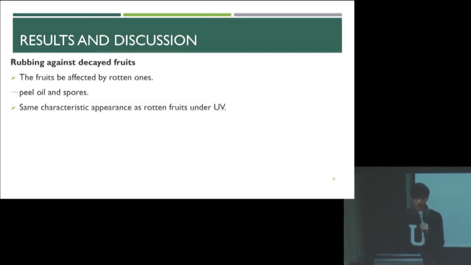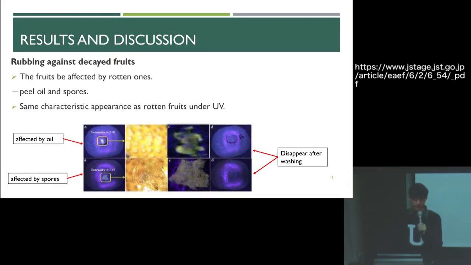And the next one is rubbing against decayed fruit. It is the fruit being affected by the rotten ones. The rotten ones will have pure oil or spores, and it will spread to the fruit and affect them. So it will have the same fluorescence appearance as the rotten one has. And as you can see, the top one is affected by the pure oil, and the bottom one is affected by the spores.